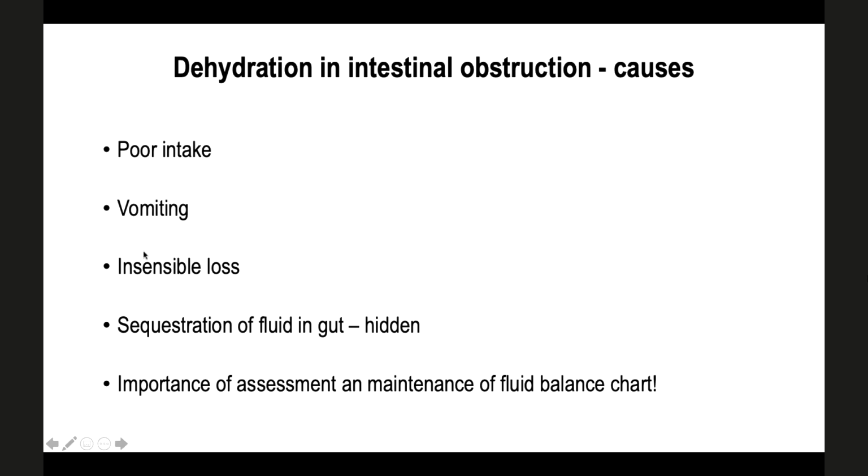So it is very important to remember this aspect of fluid loss in intestinal obstruction and adequately hydrate these patients. And this also tells you the importance of maintaining an accurate fluid balance chart in patients with intestinal obstruction, because otherwise these patients will become dehydrated, they will lose fluid, and before you know it, they'll be in acute kidney injury and other organ dysfunction. It's a very, very problematic thing that we see in intestinal obstruction. So be very, very aware of dehydration and its causes.